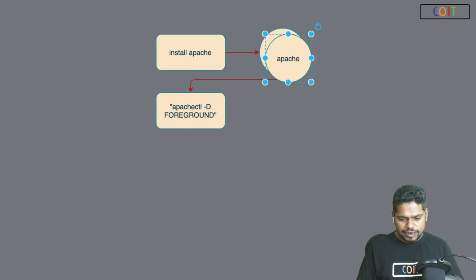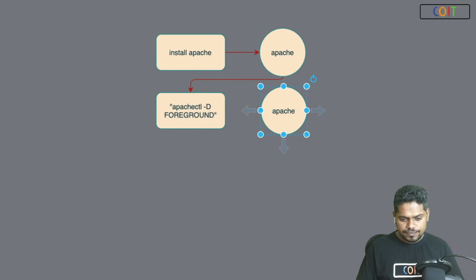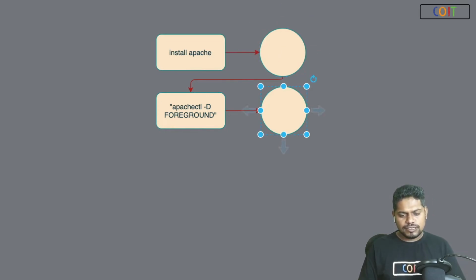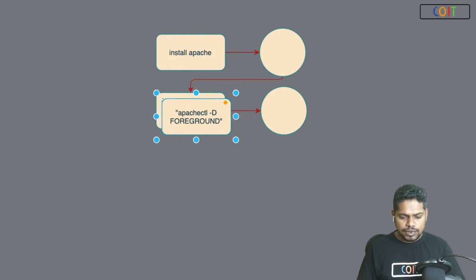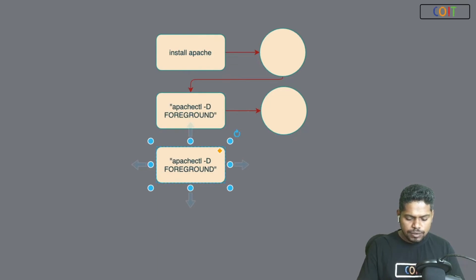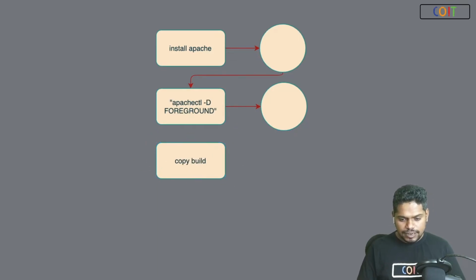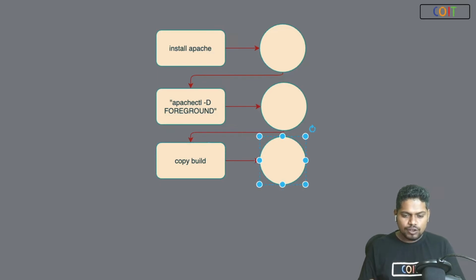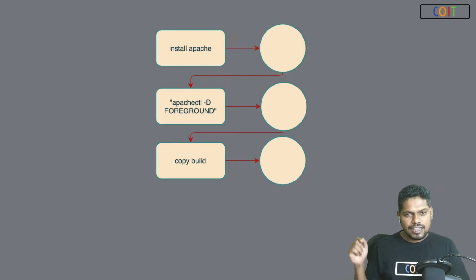After that, I want to create an image. It's not the final image, it's a temporary image. This consists of Apache, and it consists of the startup program also. Now on top of it, the next thing I want to do is copy the latest build folder. So I will create a new container from this image, and in that container I will copy the build folder. Then I will commit a final image. I want to do it step by step. Why do I want to do that? Because I want to use the caching efficiently.